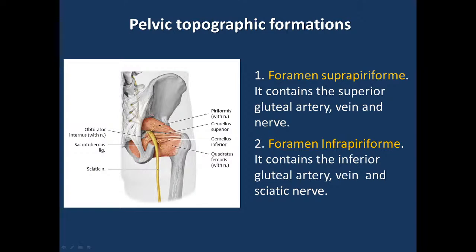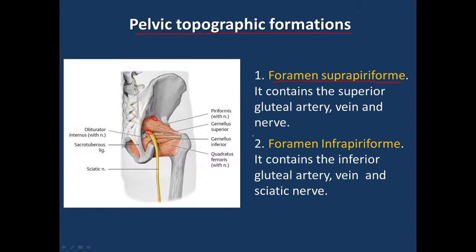But between the pelvic bone and the piriformis, we could also see foramen suprapiriforme, the suprapiriform foramen. The first and the second foramen are places where we find different vessels and nerves. So this is the sense of topographic formation.